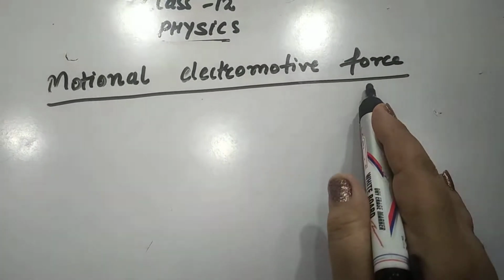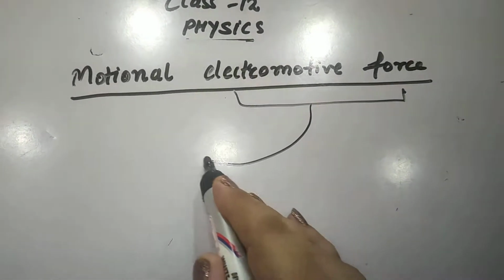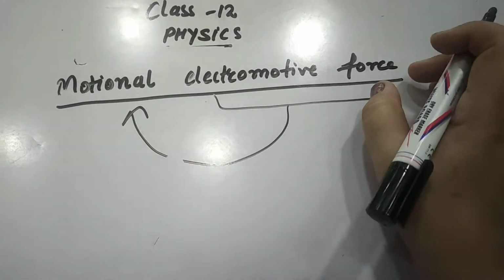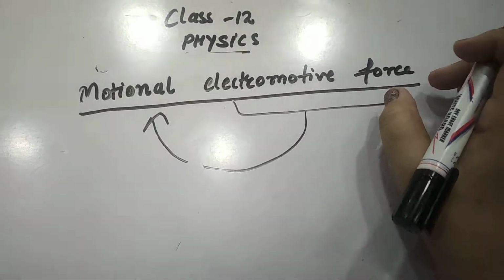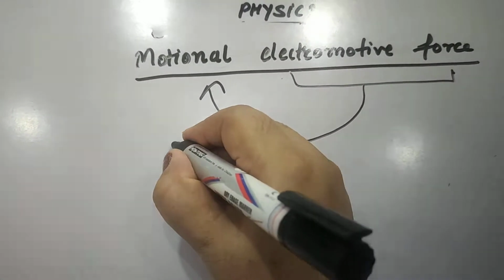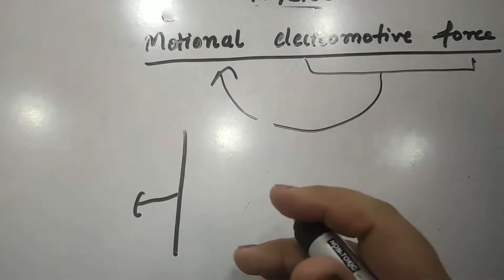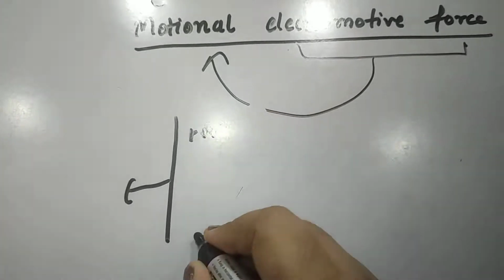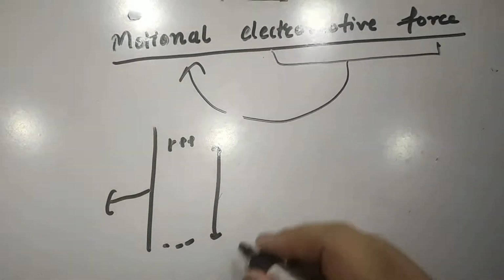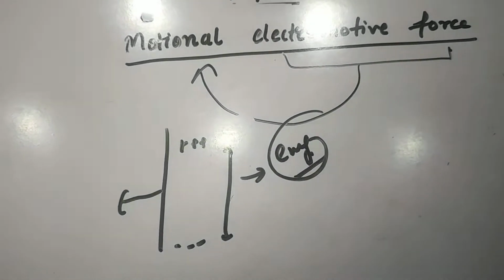Motional electromotive force. As the name explains, it is the electromotive force which develops due to the motion of the conductor. So it means this is a kind of EMF which has been induced in a conductor due to the motion of the conductor. It has been found that when a conductor moves in a magnetic field, some charges appear, positive at the edge and negative at the bottom, creating some potential difference, which is known as EMF, and this EMF will last so long as the conductor is moving.